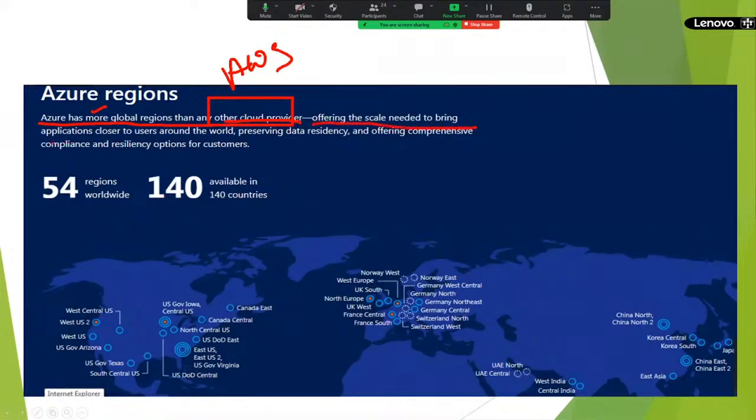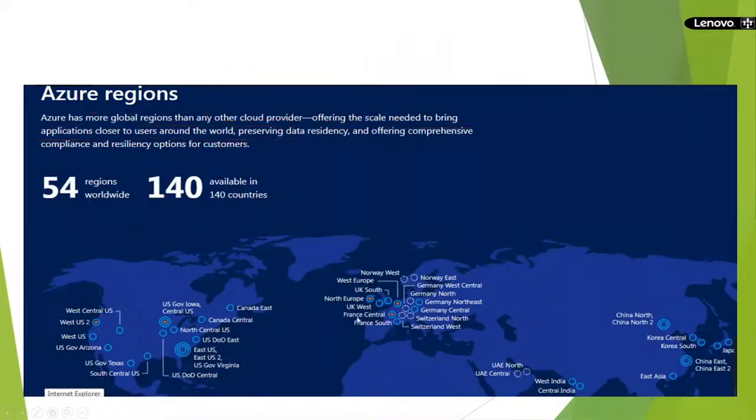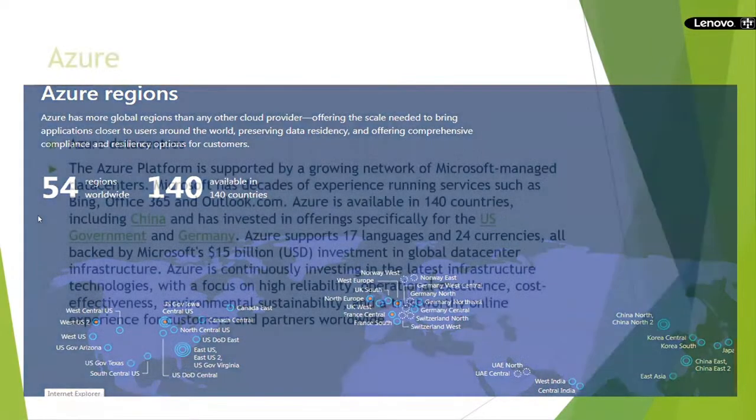Offering scale, you need to bring your application closer to customers. Applications are closer to customers, so if there are any issues, they can sort them out immediately, with low network latency. They provide good support if you are facing any issues. Because of that, Azure has a lot of demand in the market. Most clients are migrating from AWS to Azure as well.